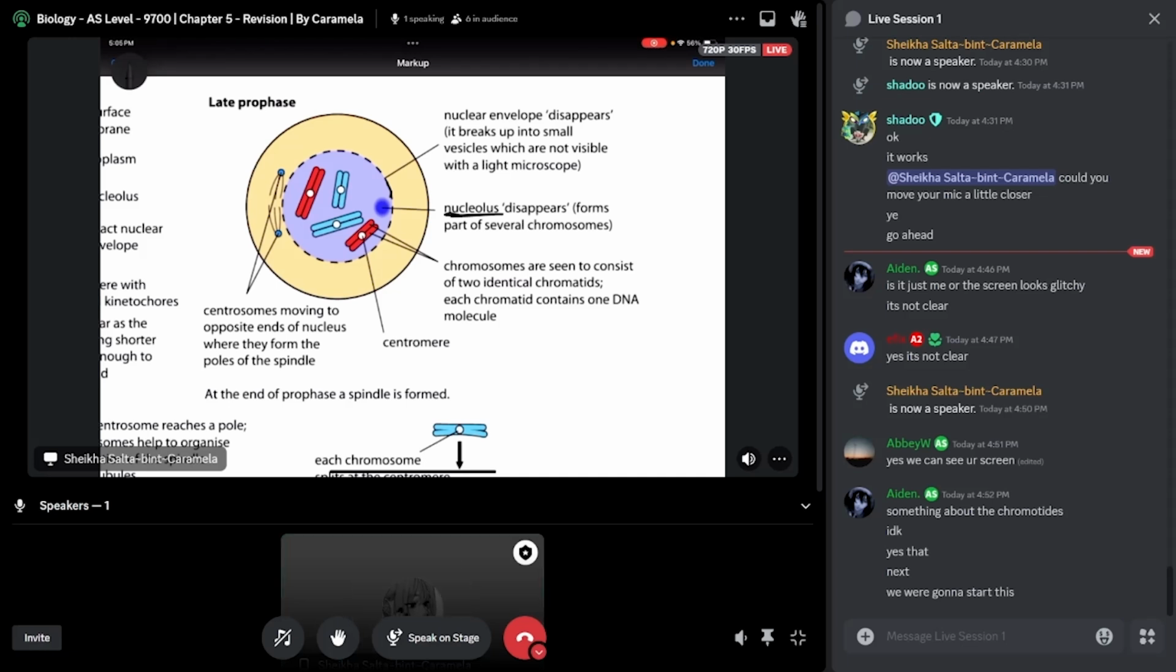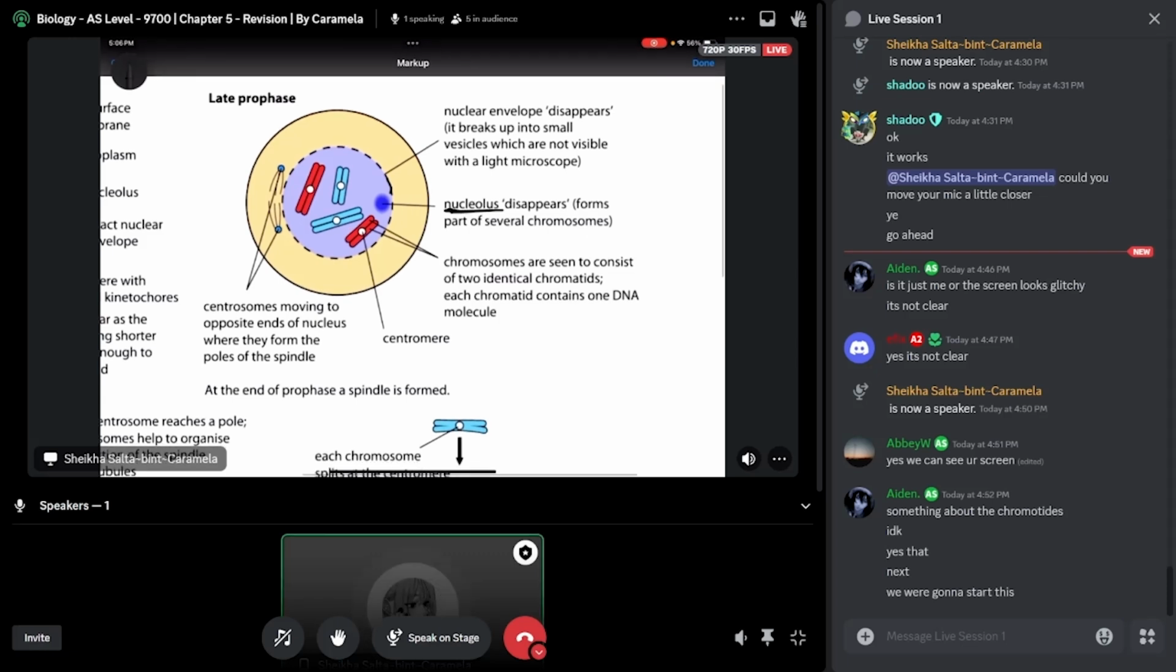The nucleolus disappears, and the chromosomes are seen to consist of two identical chromatids. Each chromatid contains one DNA molecule. So these will appear in a proper shape now. And these are attached by your centromeres in the center as well.